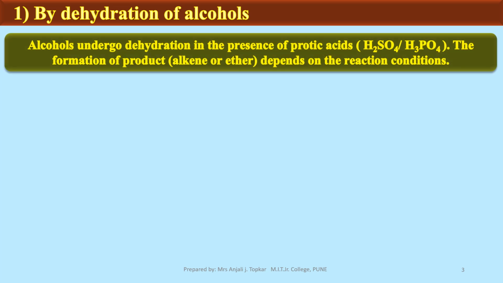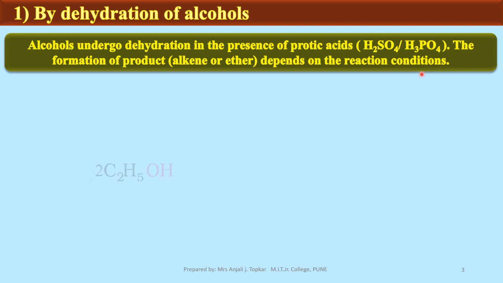First, by dehydration of alcohols. Alcohols undergo dehydration in the presence of protic acids like H2SO4 or H3PO4. The formation of product, alkene or ether, depends on reaction condition. Now how the reaction is taking place, let's see.